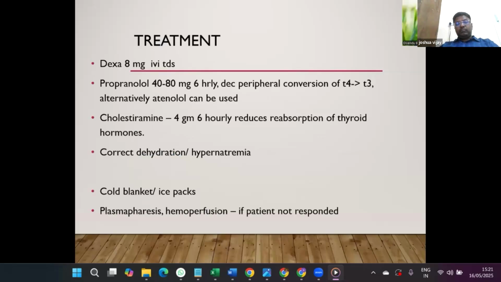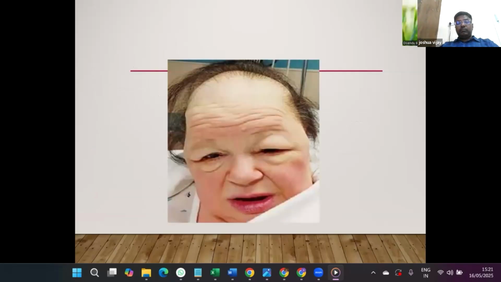Cholestyramine, 4 grams 6 hourly, reduces the absorption of the thyroid hormones from the gut. We have to correct the dehydration and hyponatremia. And if there is a fever, we can use a cold blanket or ice packs. If the patient does not respond, we can use plasmapheresis or hemoperfusion. So this is all about the thyroid storm. Now we will move to the second emergency, which is called myxedema coma.